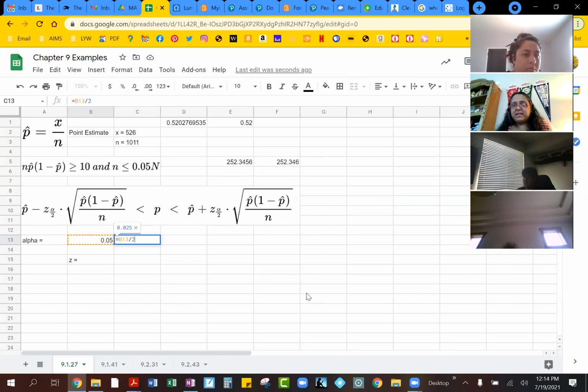So again, I'm using the Google Sheets to do the calculations for me. And you can see if we're going to be dividing 0.05 by 2, it's going to end up becoming 0.025. So this is basically alpha divided by 2 that we have over here. So now we need to calculate the z-score for this 0.025. And that's where those tables are going to come into play that I was talking about.